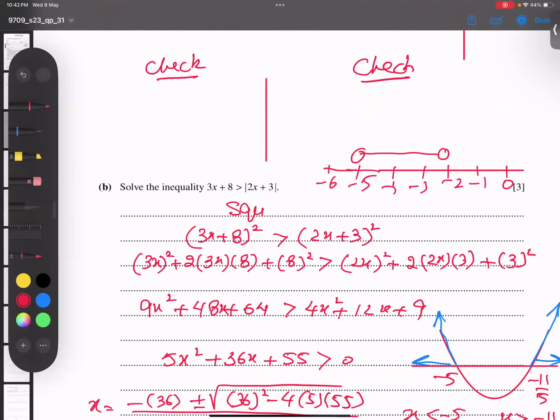Okay, students, first of all, I will plug in -6 in both sides of this equation. So let's see what happens. 3 times -6 plus 8, and 2 times -6 plus 3. Here I got -18 plus 8, which is -10, and here I got -12 plus 3, which is -9. So this is false. Why false? Because logically, -10 cannot be bigger than -9. So this is false.